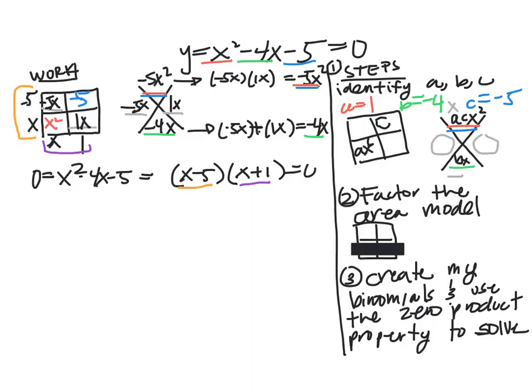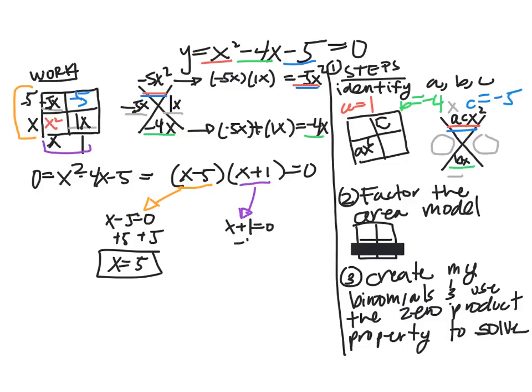Equals 0. I'm going to chunk each one, so I'm going to pull this one over here, because this is the zero product property. The zero product property tells us that if one of them has to equal 0, we're just going to assume they're both 0. So x minus 5 equals 0. Plus 5, plus 5. X equals positive 5. That's one solution. The other one: x plus 1 equals 0. Minus 1, minus 1. X equals negative 1.